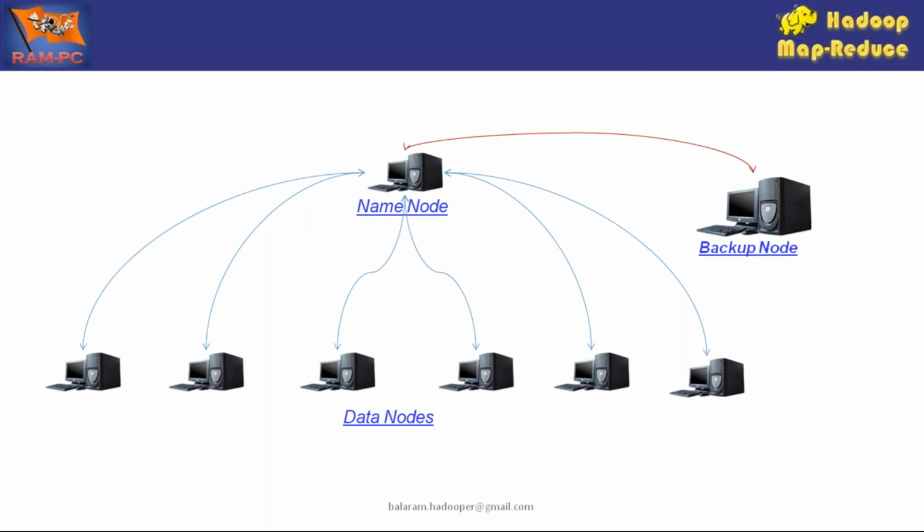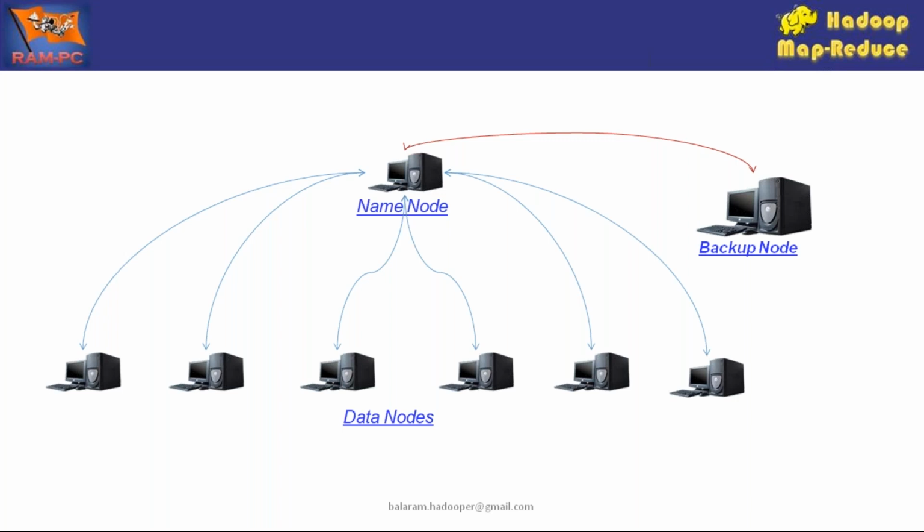Whenever there is an update in the name node, it is immediately reflected in the passive name node also. That is the backup node. The backup node is also called the passive name node. So whenever the name node fails, the passive name node immediately becomes the active name node, and then we can reconfigure the failed name node and bring it up. Then we can continue our services without any interruption.